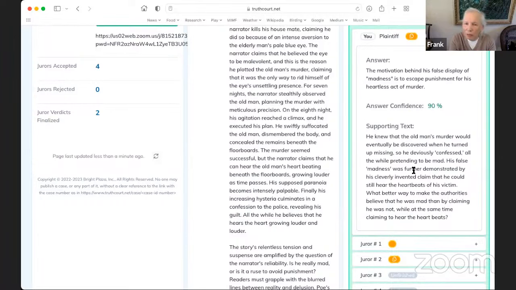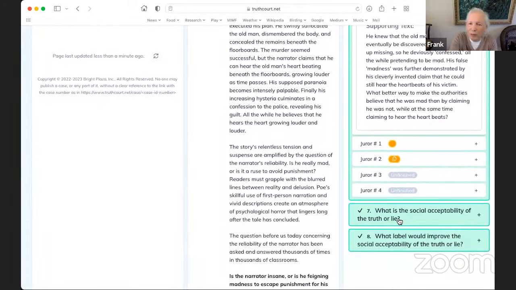His false madness was further demonstrated by his cleverly invented claim that he could still hear the heartbeats of his victim. What better way to make the authorities believe that he was mad than by claiming he was not, while at the same time claiming to hear the heartbeats? I think it was a very nice act on his part.